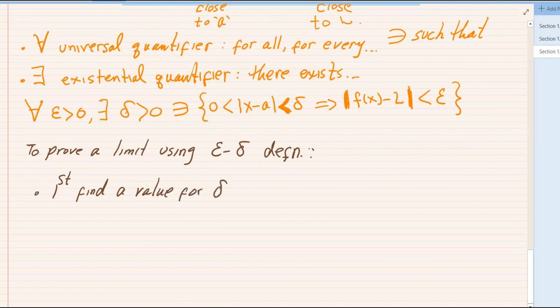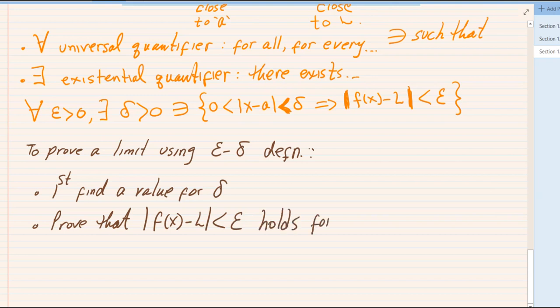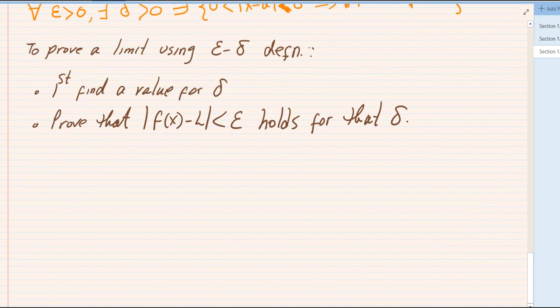Okay, that's our first step. And then the second step, we need to prove that the absolute value of f(x) minus L is less than epsilon holds. Actually, it holds for that delta that we just found. And again, I already mentioned delta isn't unique, so once you find a delta, any smaller positive number will also fulfill the requirement or epsilon tolerance.